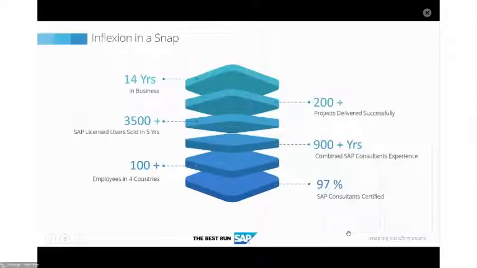Before we dive into the presentation, I wanted to quickly share with you about Inflexion. We are a certified SAP Gold partner for the MENA region with offices in UAE, Lebanon, Oman, and an offshore development center in India. We are in business for more than 14 years and have helped successfully deliver more than 200 projects. We were able to provide quality service to our growing 2,500 SAP licensed users through our family of about 100 plus experts, of which 97% are SAP certified with combined 900 years of SAP solution expertise.